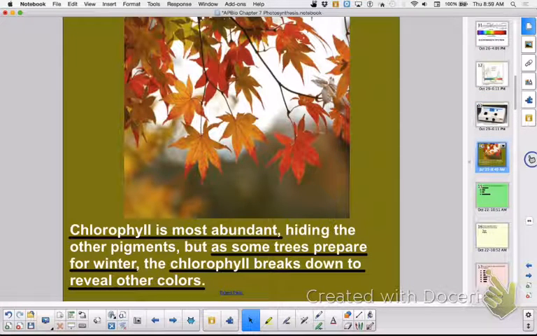Now, I already got asked this question once before. What happens in the fall when you see these other colors? And here's the deal. There is so much chlorophyll in relationship to the other accessory pigments that that's all we see. They are there, we just don't notice them. But as the weather gets cooler, a couple of things happen. The chlorophyll breaks down. So now it's not there, and you can start to see some of the other pigments.